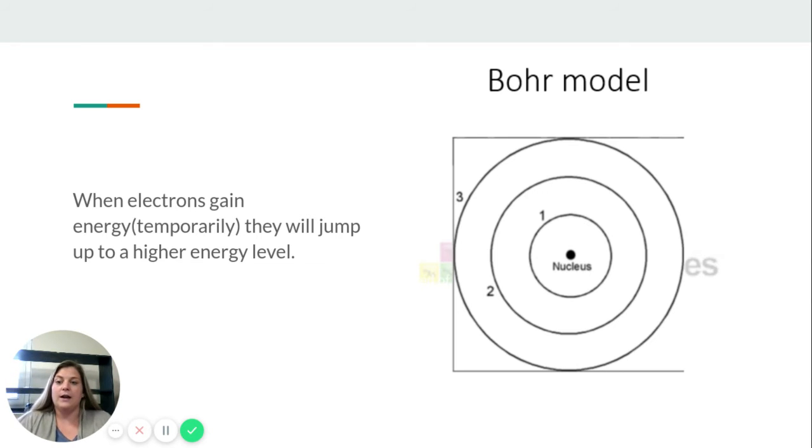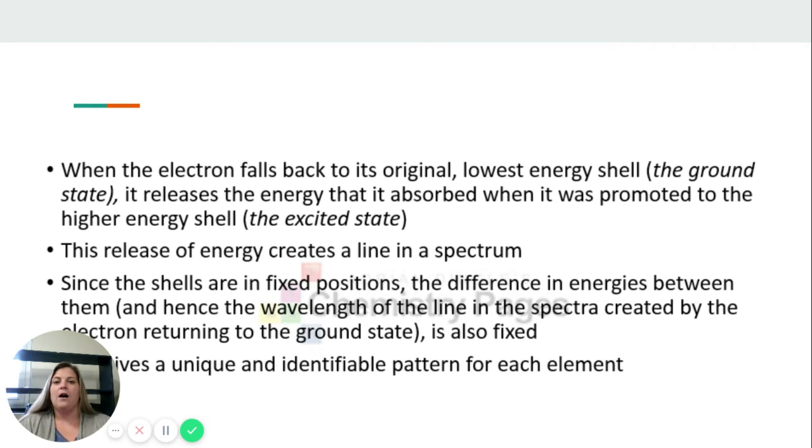When those electrons gain energy, they are going to temporarily jump up to a higher energy level. So our normal electron zooming around at energy level 1 gets hit with a jolt of energy. It goes up to level 3 until it falls back down. Those vocab words: we call our lowest energy level, where it is naturally, the ground state. When it absorbs energy, it gets promoted up to the excited state.